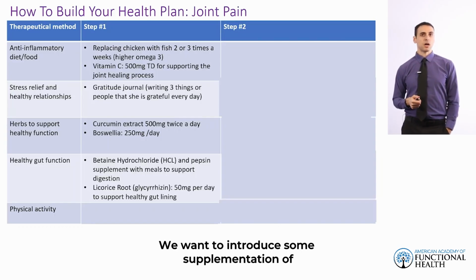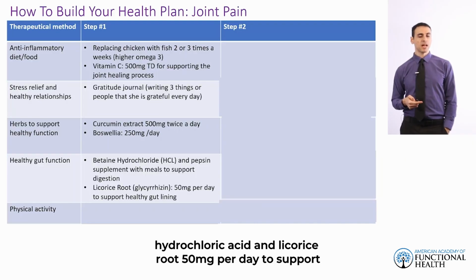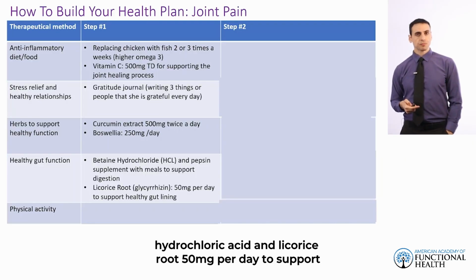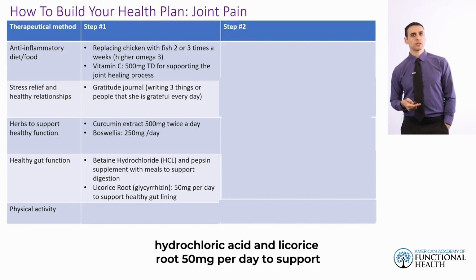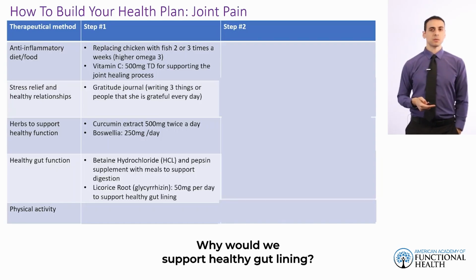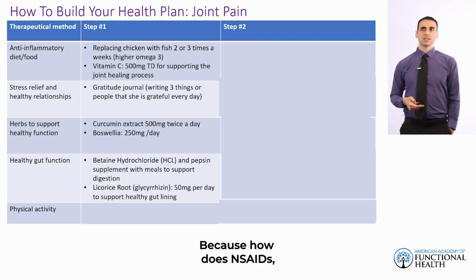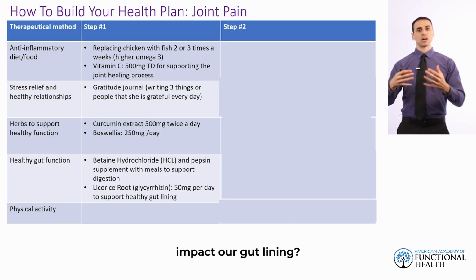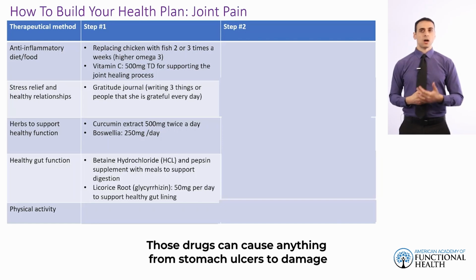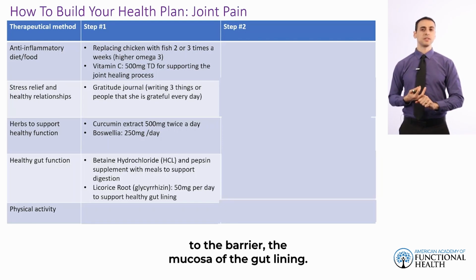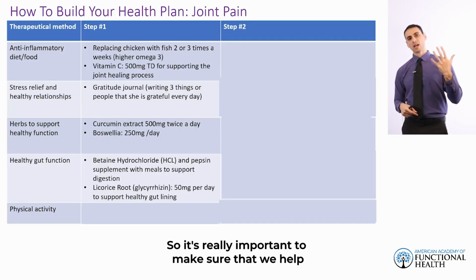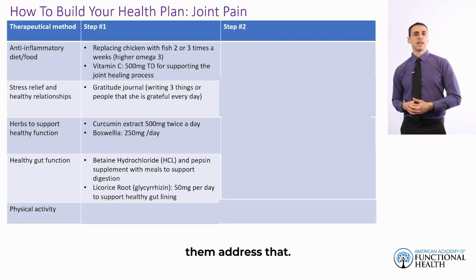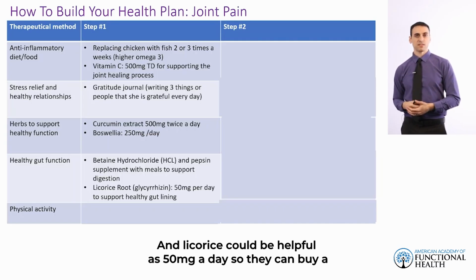We want to introduce some supplementation of hydrochloric acid, and licorice root, 50 milligrams per day to support healthy gut lining. Why would we support healthy gut lining? Because how do NSAIDs, non-steroidal anti-inflammatory drugs, impact our gut lining? Those drugs can cause anything from stomach ulcers to damage to the barrier, the mucosa of the gut lining. So it's really important to make sure that we help them address that. And licorice could be helpful as 50 milligrams a day.